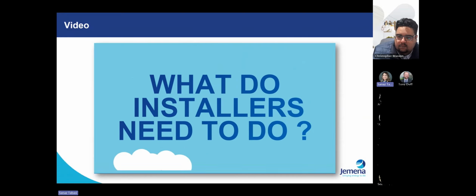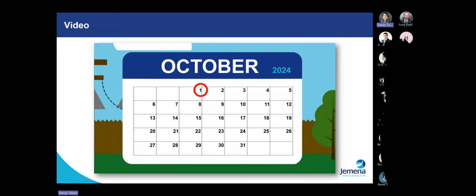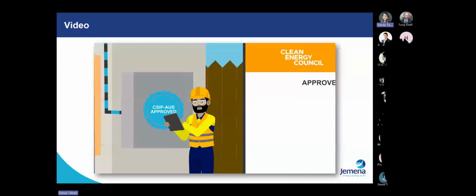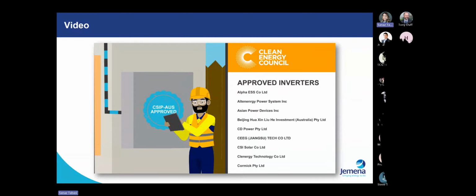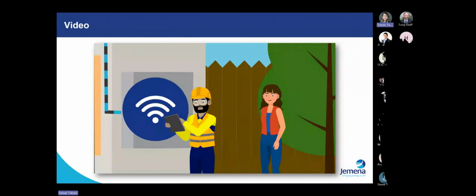What do installers need to do? From the 1st of October 2024, only install CCIP Oz compliant inverters that are on the Clean Energy Council list. Ensure that the premises has a stable internet connection and the customer knows how to maintain this.